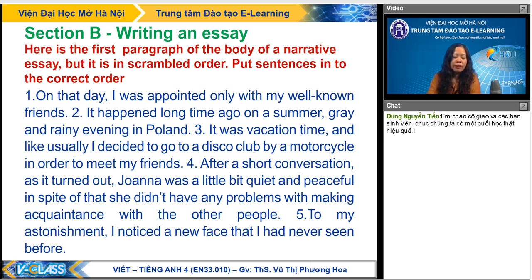Now let's do another exercise. Here's the first paragraph of the body of a narrative essay, but in the wrong order. Put those sentences into the correct order. You'll have some minutes to do it.